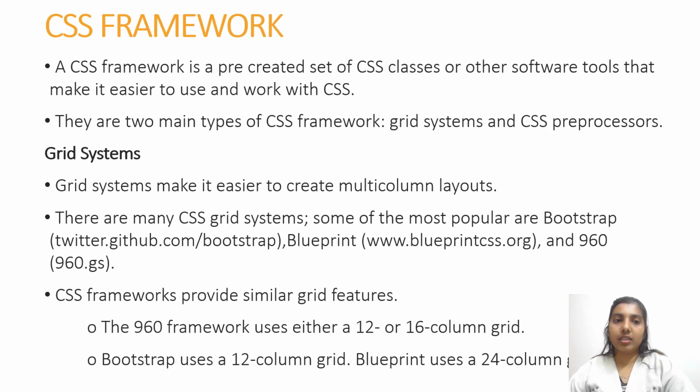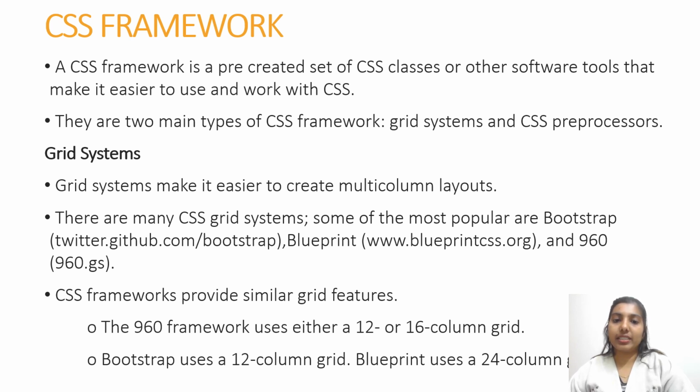CSS framework. A CSS framework is a pre-created set of CSS classes or other software tools that make it easier to use or work with CSS. There are 2 main types of CSS frameworks: grid systems and CSS preprocessors. Grid systems. Grid systems make it easier to create multi-column layouts. There are many CSS grid systems. Some of the most popular are Bootstrap, Blueprint, and 960.